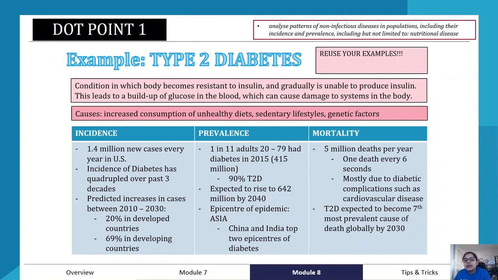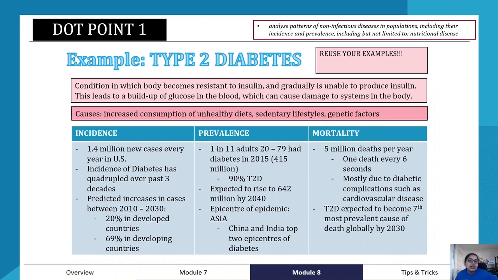Type 2 diabetes is a condition in which the body becomes resistant to insulin, and gradually it is unable to produce insulin, and that causes a buildup of glucose, which causes damage to systems in the body. So think back to the glucose homeostasis that we looked at. Insulin, remember, is the hormone that controls glucose levels. It reduces blood glucose levels by sending glucose off to the muscles and liver. However, there are two types of diabetes, of course.